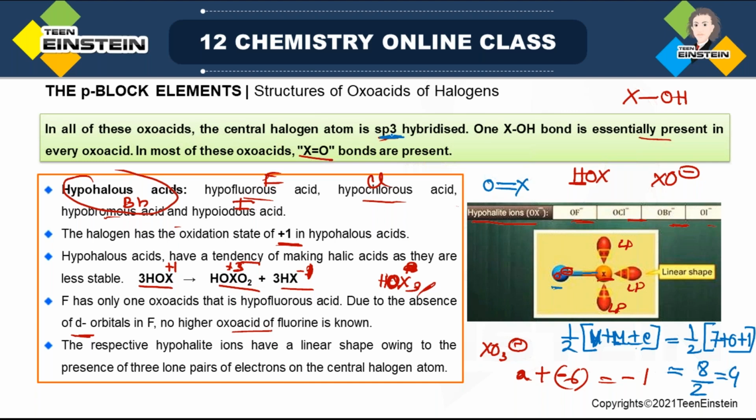So this is the first example, the hypohalite. If you consider the geometry, it is tetrahedral because it is sp3 hybridized. But if you omit the lone pairs, the shape is linear. Just focus on this part. So the shape will be linear without lone pairs, because there are a total of 3 lone pairs of electrons on the central halogen atom. Any doubt?